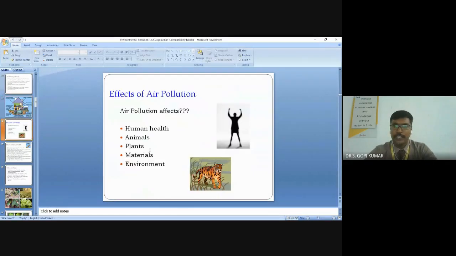And now, effects of air pollution. Effects are on human health, animals, plants, materials, and the environment.